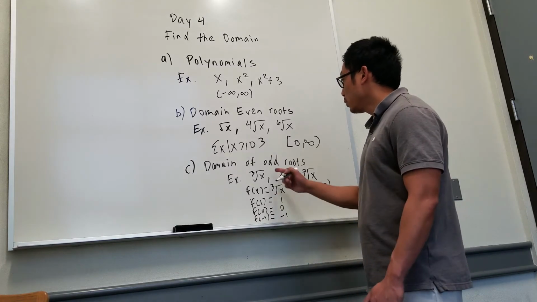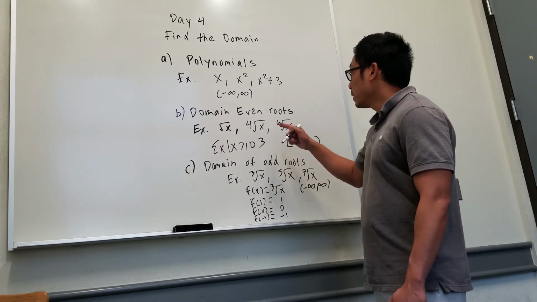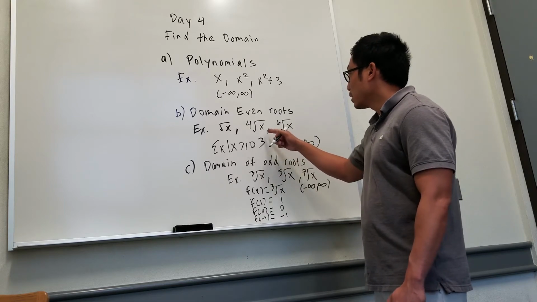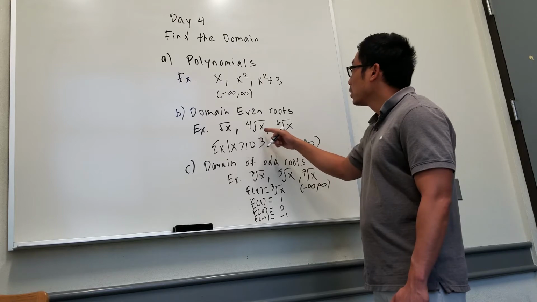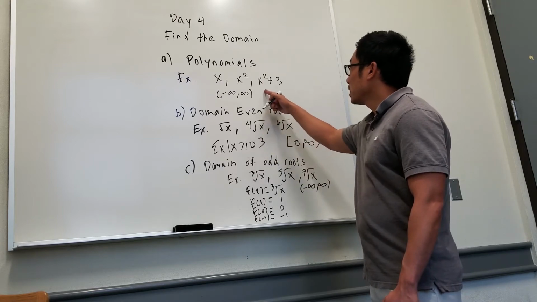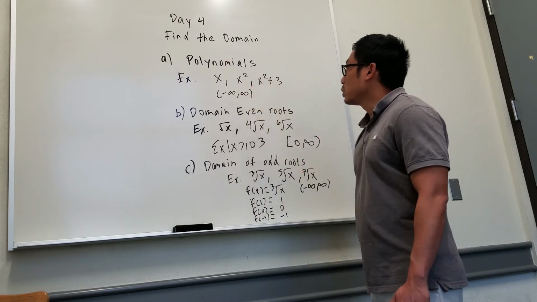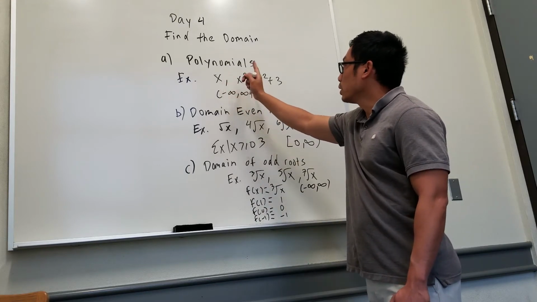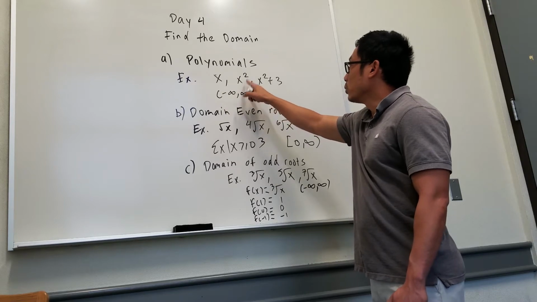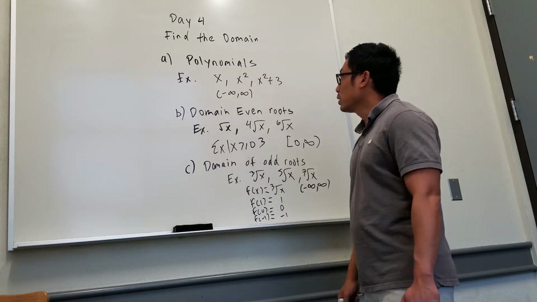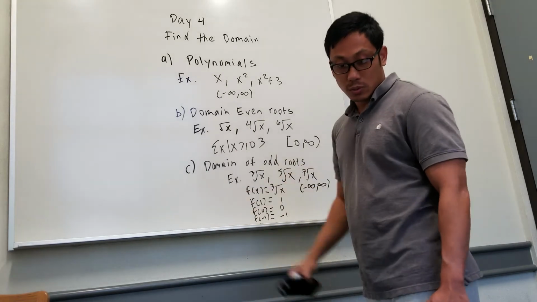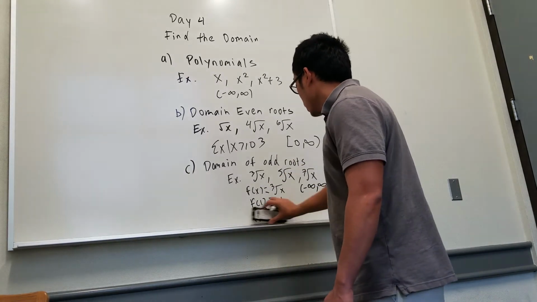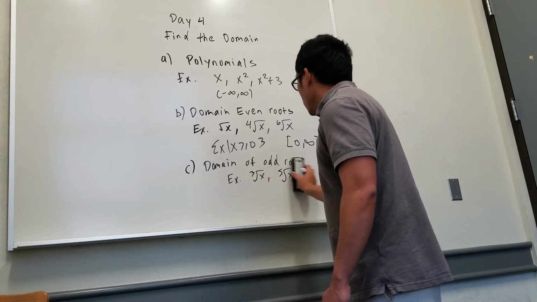So domain of odd roots is all real numbers. Domain of even roots, what's inside has to be positive or 0. Here it's all real numbers because I can plug in any number and I'm going to get a number. If I plug in 1 for x, I get 1, 0 I get 0, negative 1, negative 1. That's why that's all real numbers. Okay, so that's for that one.